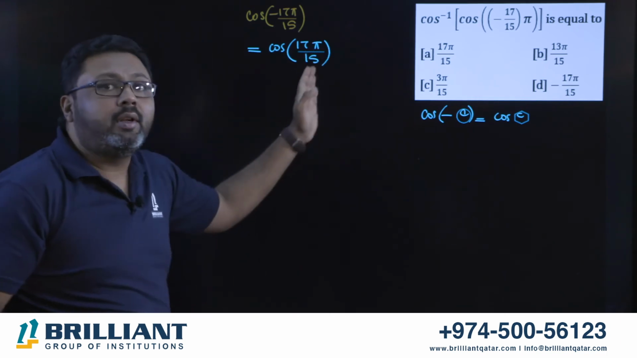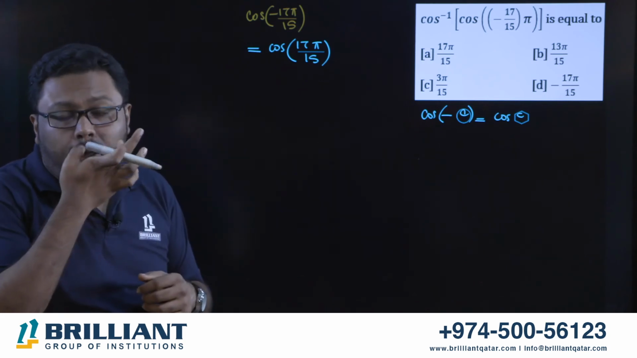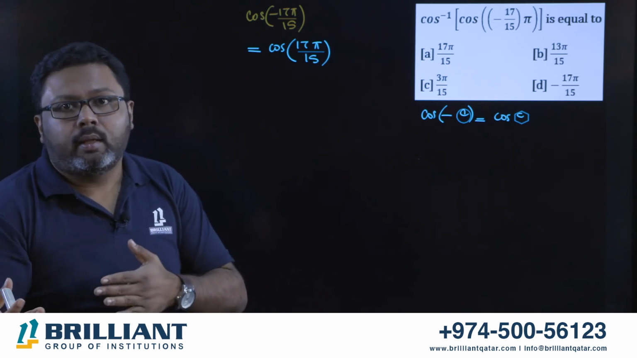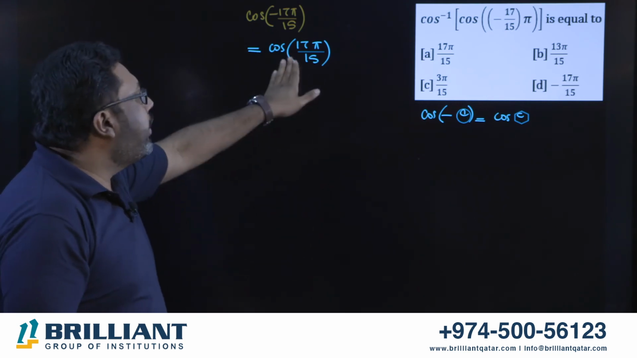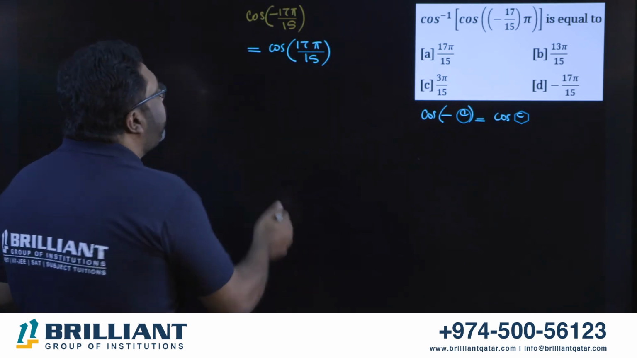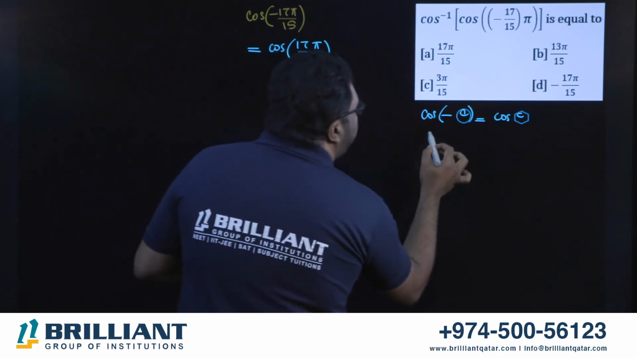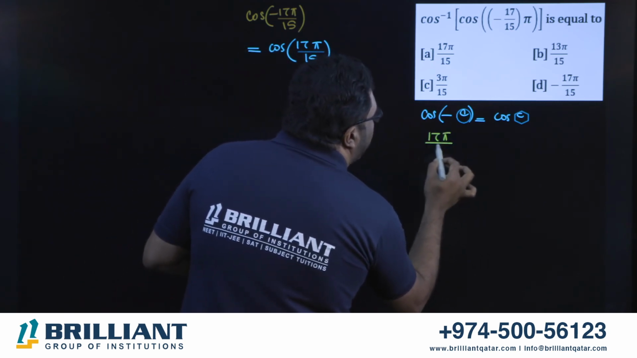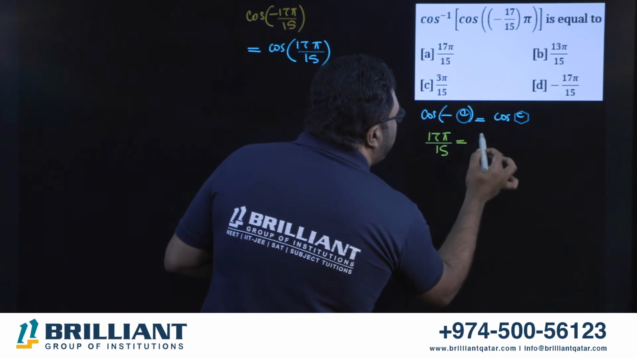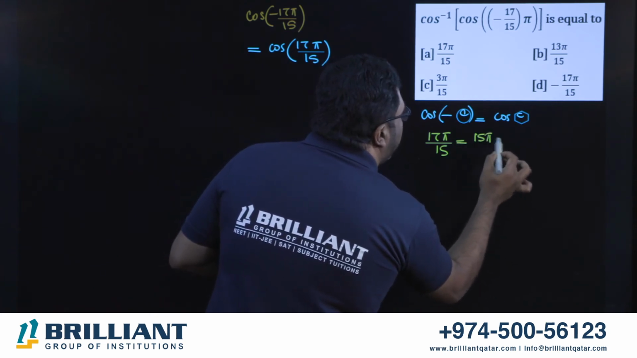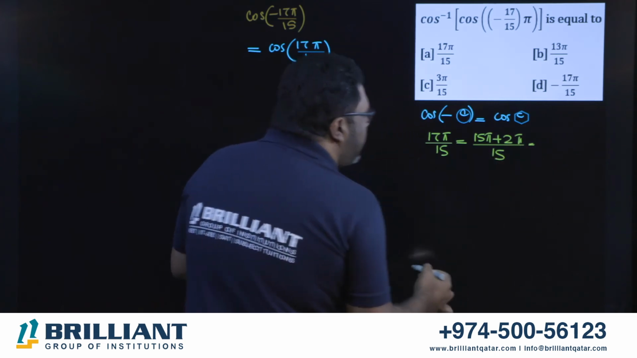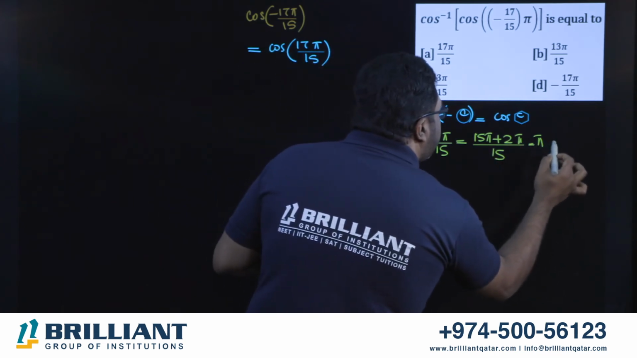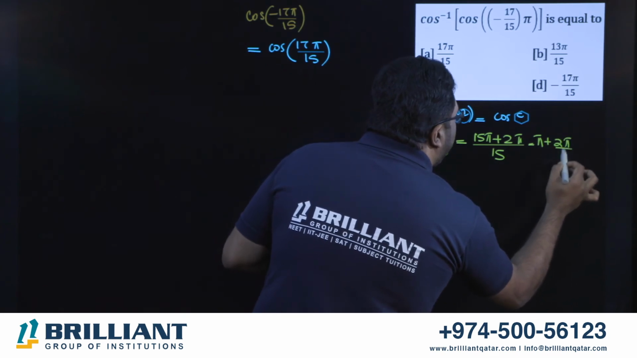I told you we have to reduce it. The angle that is allowed for cos inverse is between 0 to pi. Yes, the principal value branch of cos inverse is 0 to pi. You cannot have an angle which is greater than pi, so we have to reduce it. When you reduce 17 pi by 15, you get 15 pi plus 2 pi divided by 15, that is equal to pi plus 2 pi by 15.